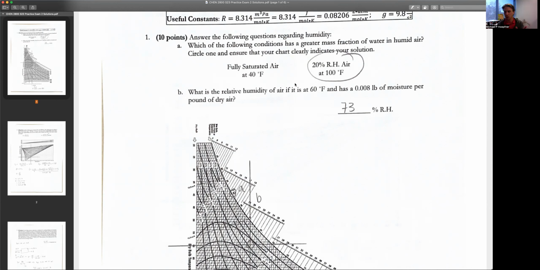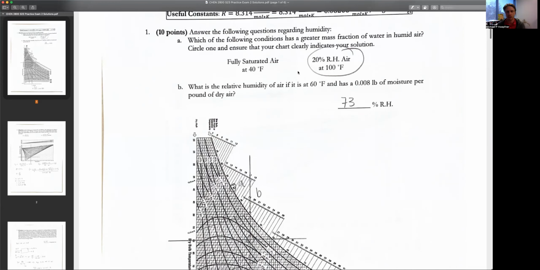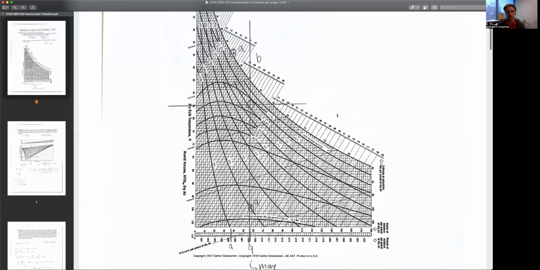In this particular problem, part A asks which of the following has a greater mass fraction of water in humid air. So what we're asking for here is a higher humidity ratio or higher absolute humidity. What's the absolute ratio of water to dry air? That on the psychrometric chart is given by these points down here: grains of moisture per pound of dry air or pounds of moisture per pound of dry air. So that's the key axis for this particular problem.